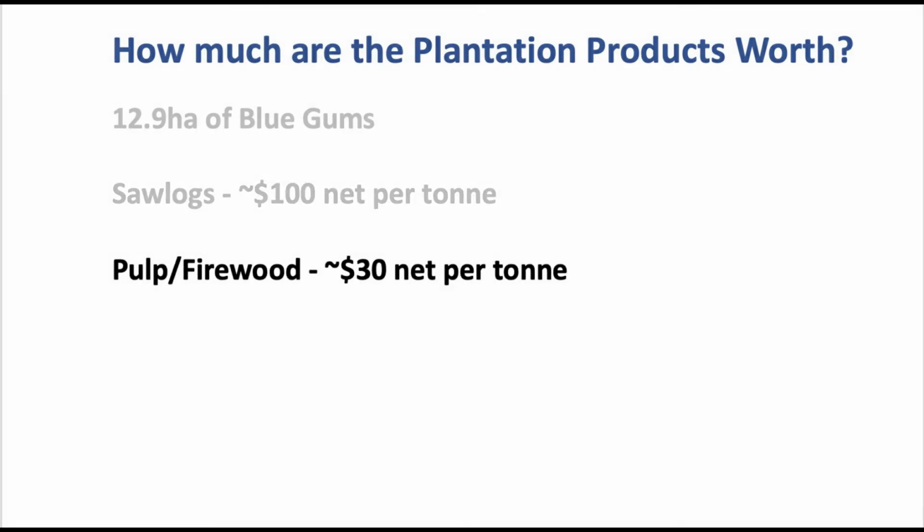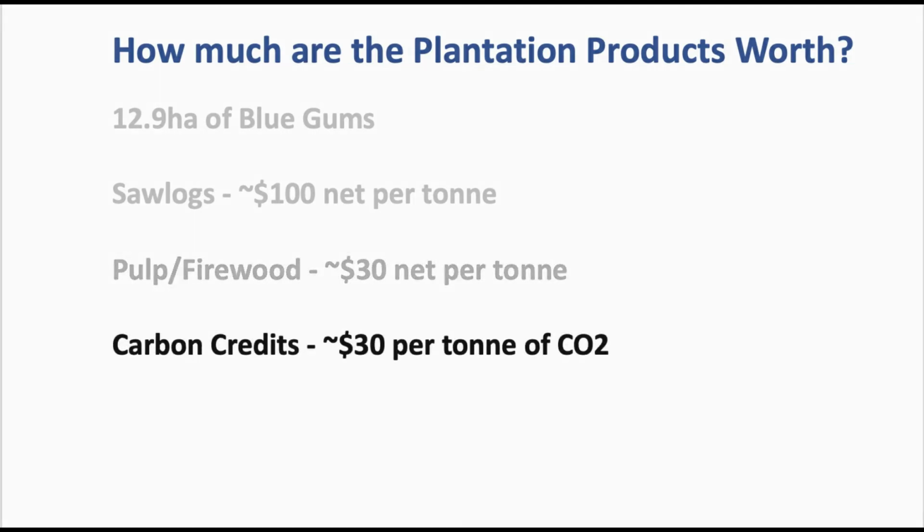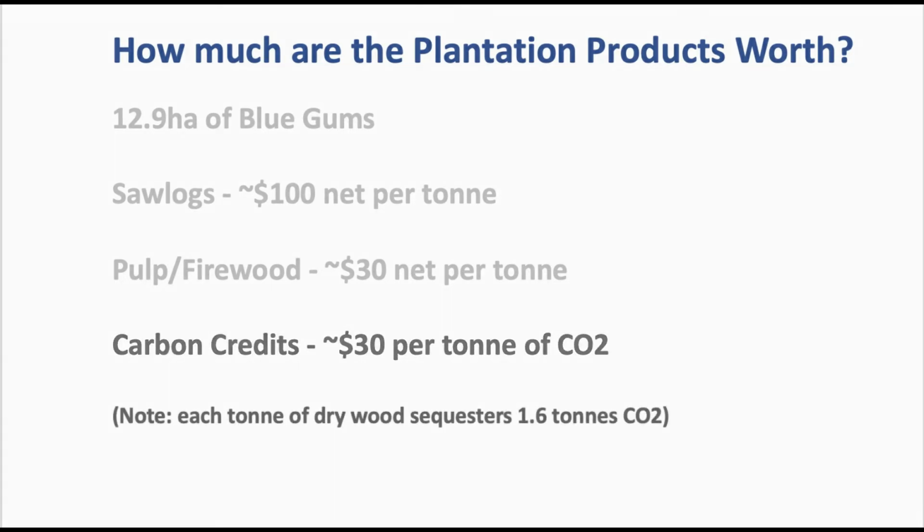The pulp or the firewood, they both go for around $30 net per tonne. And when I say net, this is what you as a tree farmer or tree grower will get back after you've paid for the harvesting, after you pay for the transport, you paid your agent, whatever else you've got to pay, you will get something back. Carbon credits, currently about $30 per tonne of CO2. But remember that each tonne of wood sequesters more than a tonne of CO2.